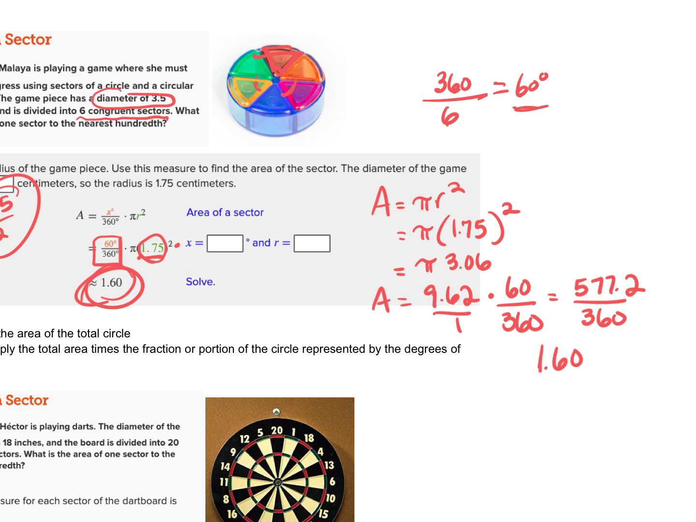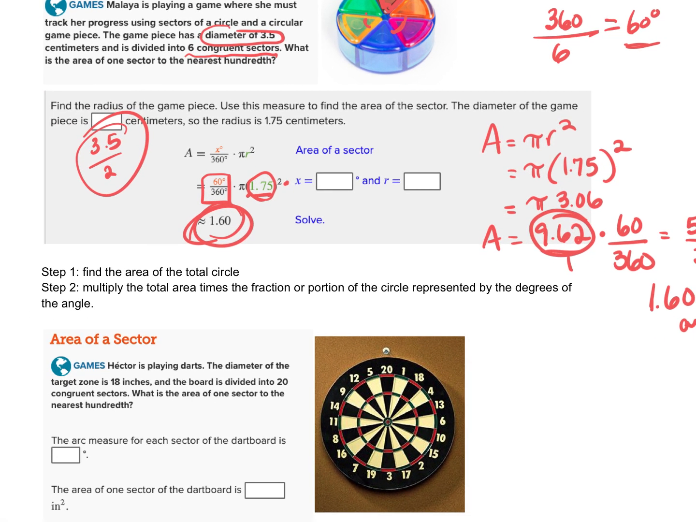Okay, so the 1.60, and this was in centimeters squared. That is the area of a single piece, where the 9.62 centimeters squared represents the area of the total circle. I hope I clarified that a little bit better than I did initially.